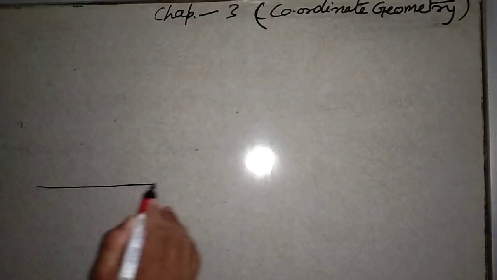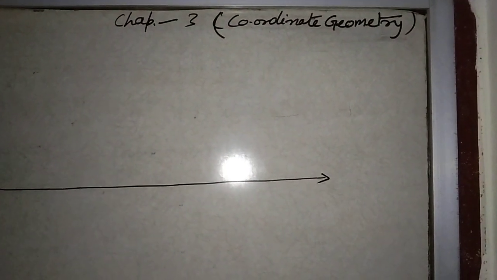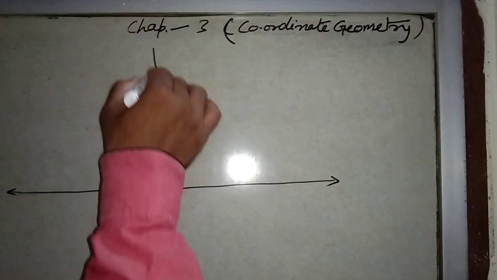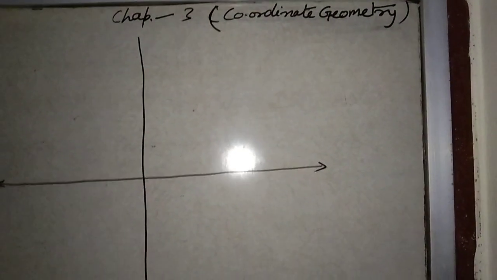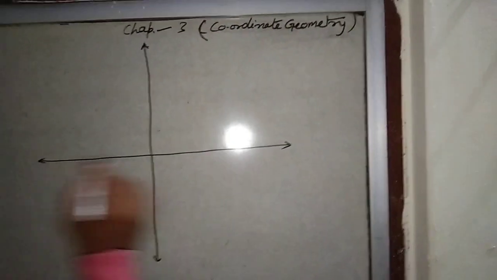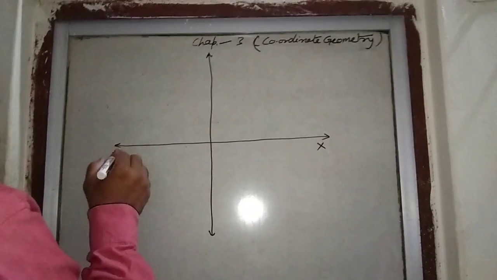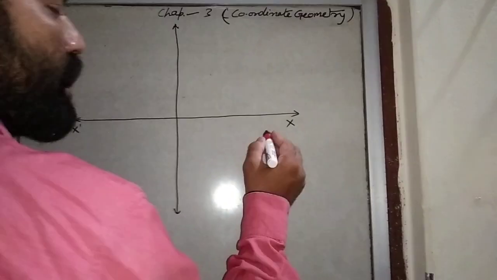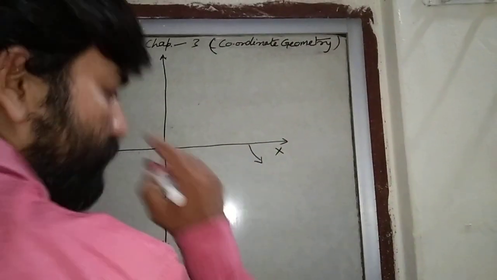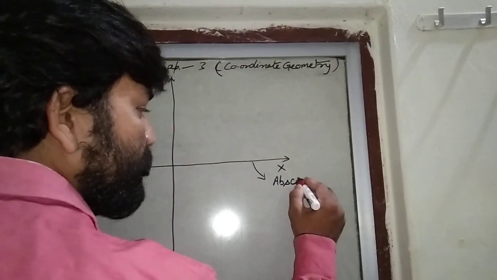Then we know that in coordinate geometry we will represent the coordinate of any point on the Cartesian plane. This is the horizontal line, and the horizontal line is known as the x-axis, and the special name of this axis is what? Abscissa.